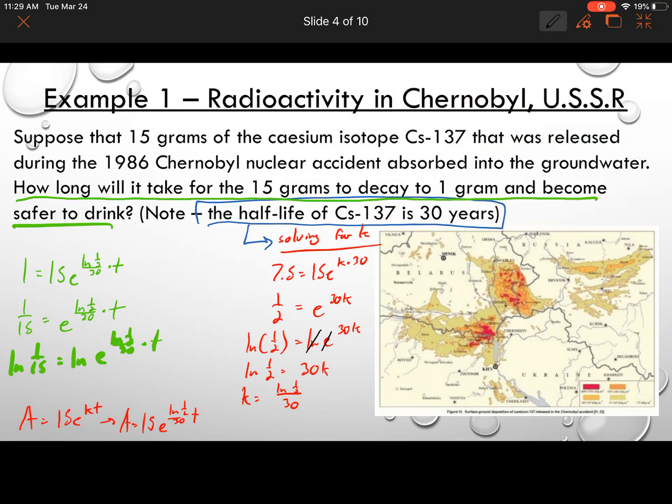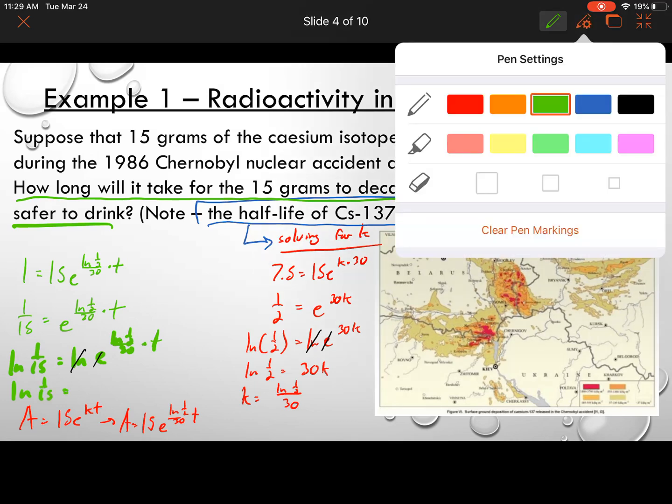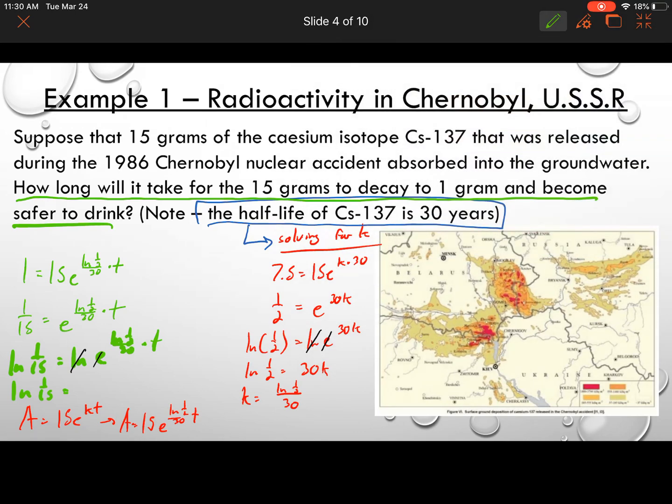So this is going to cancel out. So ln of 1/15 is equal to ln of 1/2 over 30 times t. So to solve for t, we just have to divide both sides by ln of 1/2 divided by 30.